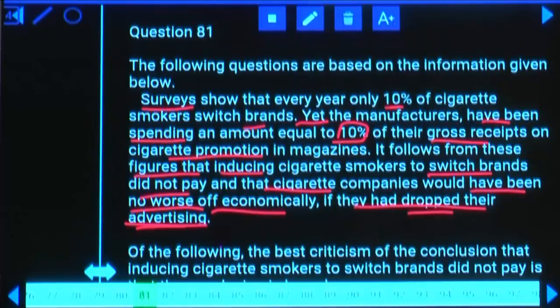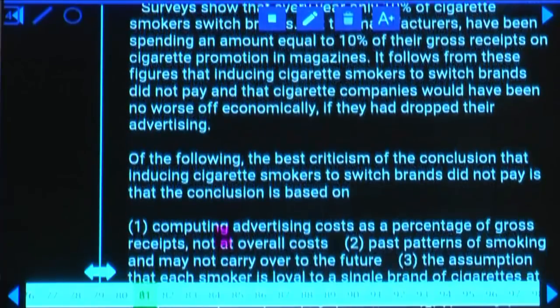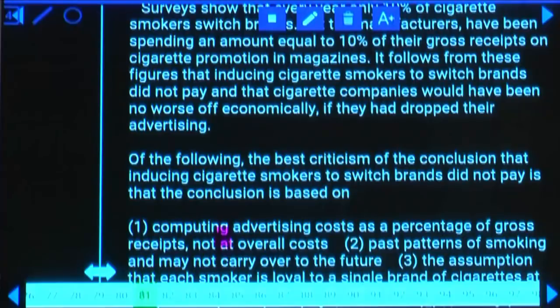Done, hence they would have been no worse off economically if they had dropped their advertising. What is the final conclusion from this? By stopping this advertisement, the cigarette companies are not losing anything. That is the final conclusion they got from the above statements. Done? Then question number 81, which of the following is the best criticism of the conclusion? What is the conclusion here? The final conclusion is this one.